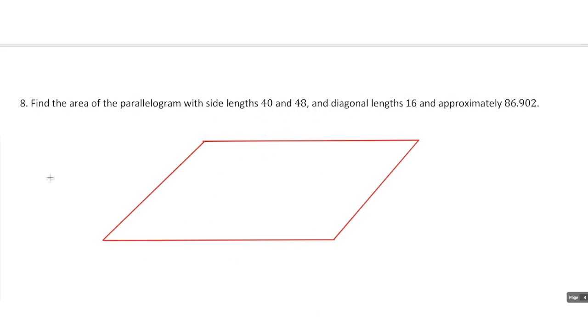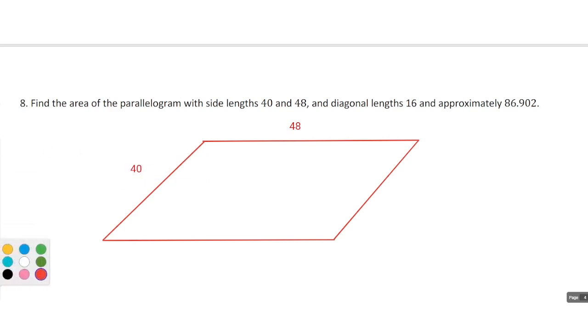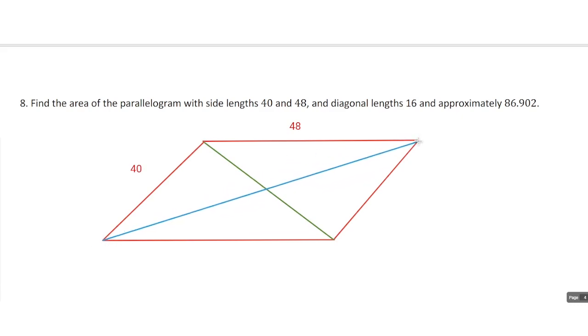It says the sides are 40 and 48, so I'll label this longer side as 48. And I'll label the shorter side as 40. It says the diagonal lengths are 16 and, like I said, a little under 87. So I'm going to draw these diagonals on here. Oh, that does not look good. Let's try that again. Okay, so we got this diagonal. And I guess I'll do this other diagonal in blue. Okay, the shorter one's 16. And we're trying to find the area here.